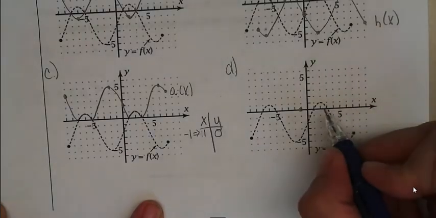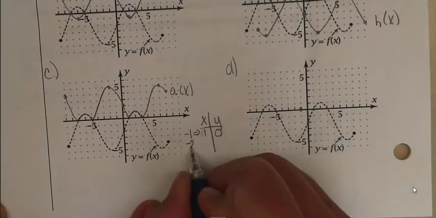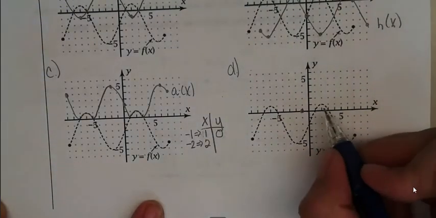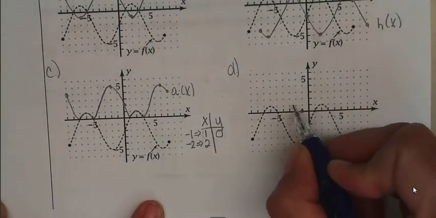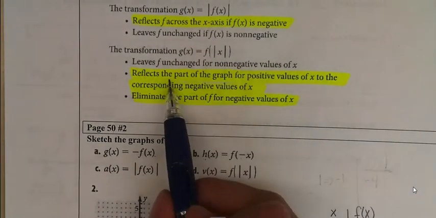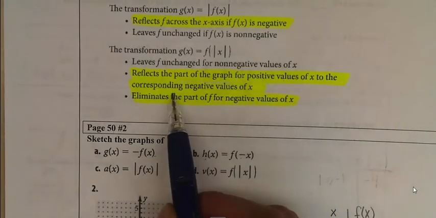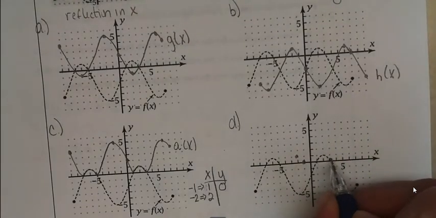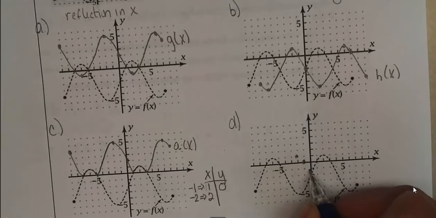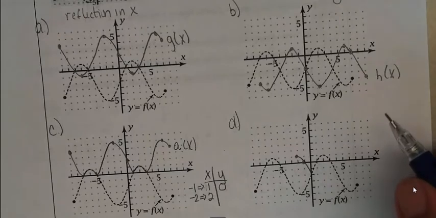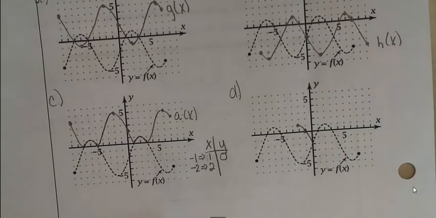Okay, let's do the same thing for -2. So -2 now becomes, if we take the absolute value of that, 2. So now I've got to go to 2 and see what that output was. It was 1. Okay, so once again, what this is doing is it's reflecting the part of the graph for the positive values to the corresponding negative values of x. So you should see that there's this reflection. Look at what's happening. This graph is now going to come back up and do the same thing it was doing over here. Okay, so let me find a couple more points here just so we can be good.